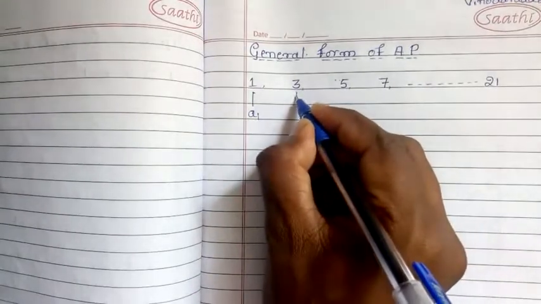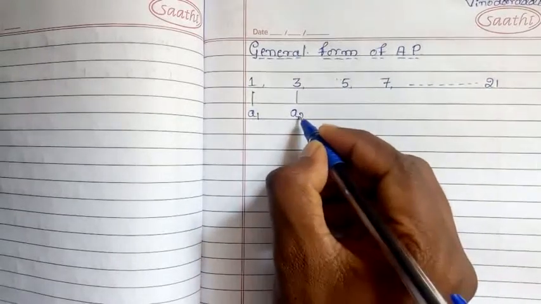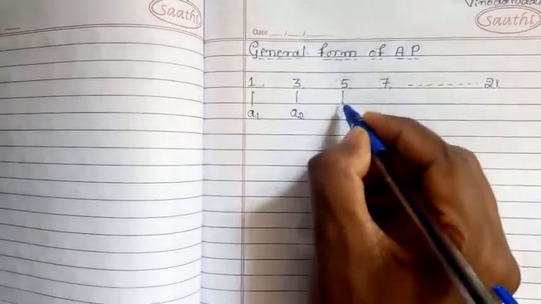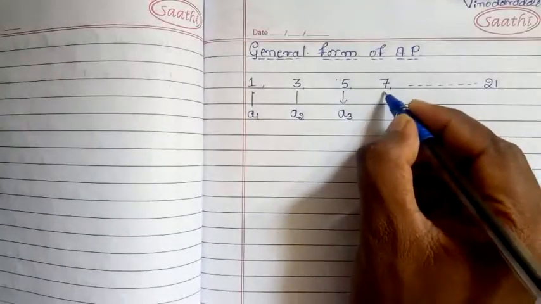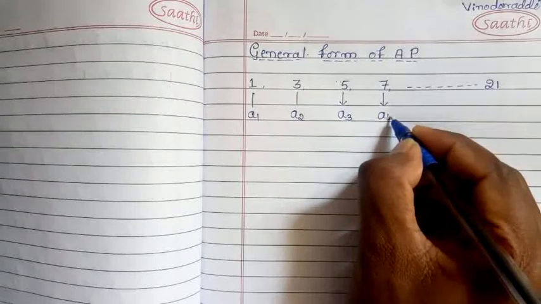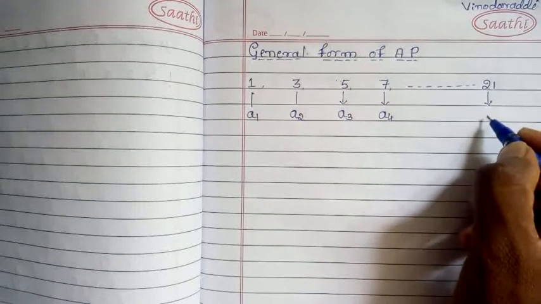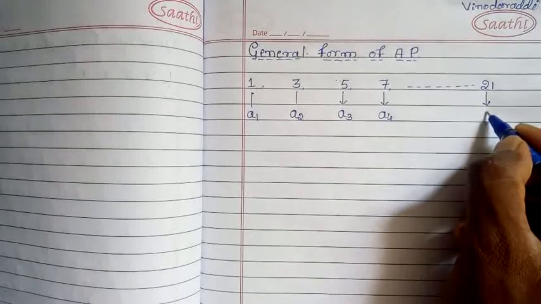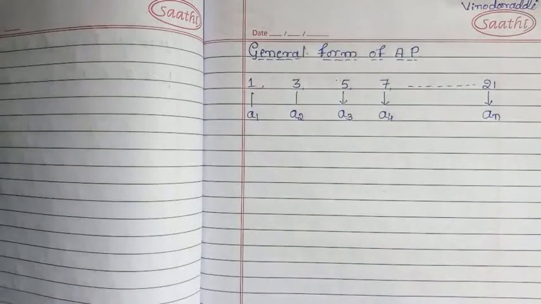Then 3 is the second term of the arithmetic progression, that is A2. A2 means the second term. 5 is the third term, that is A3. 7 is the fourth term, that is A4. Then 21 is the last term of the arithmetic progression, and it is denoted by AN. AN means the last term of the arithmetic progression.